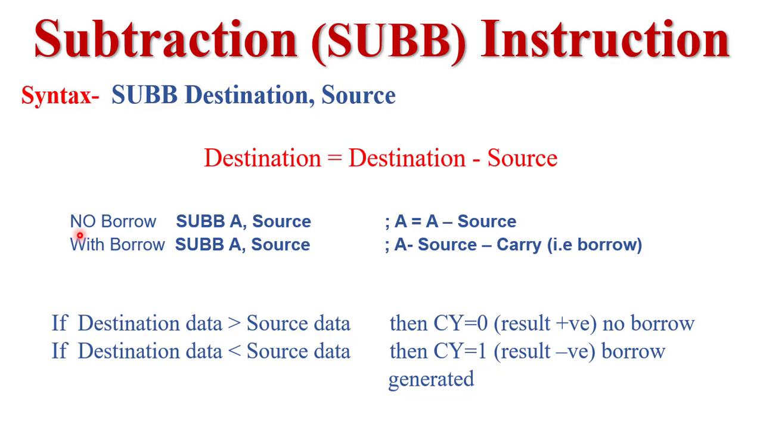So the first instruction is the simple subtraction instruction when there is no borrow. The syntax of the instruction is given here: SUBB A comma source. This instruction tells that subtract the source content from the content of accumulator register and the result is stored in the accumulator register. The next instruction is subtraction with borrow.